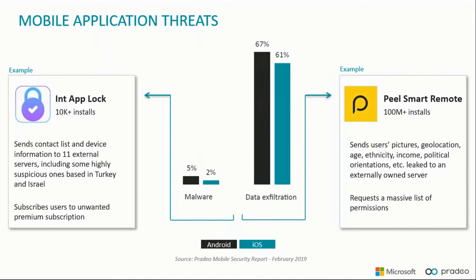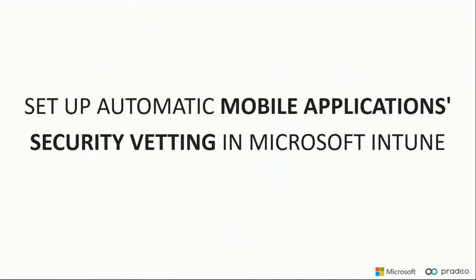PillSmart Remote is a perfect example of a malwareless attack. From now on, this kind of attack will increasingly be favored by attackers, as they remain invisible to traditional protection models and don't require the victim's interaction. This new integration with Microsoft Intune that we are discussing today is entirely addressing application threats.